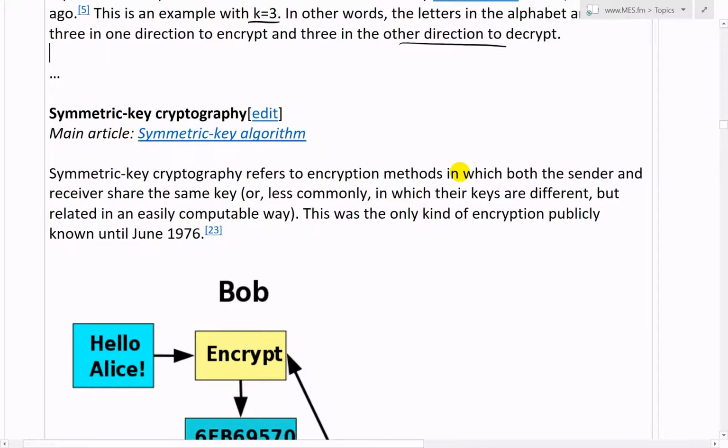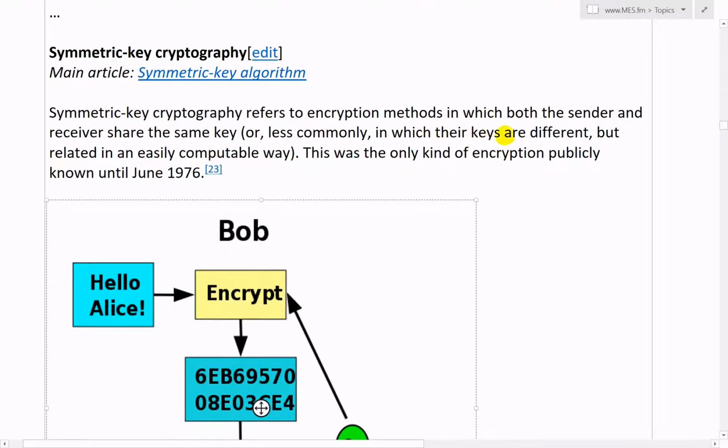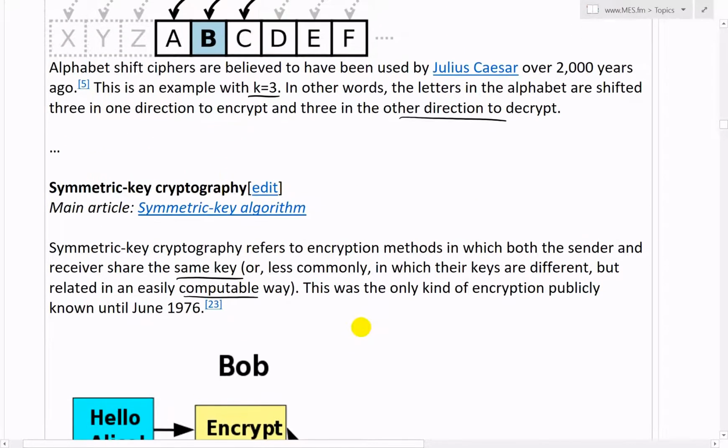So symmetric key cryptography refers to encryption methods in which both the sender and the receiver share the same key, or less commonly, in which their keys are different but related in an easily computable way. So you can have different ones, but they're still related by probably the same math function.